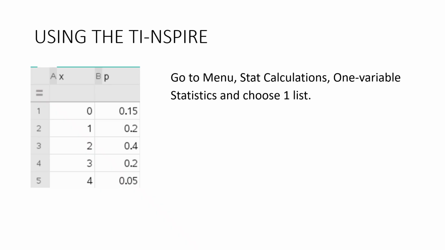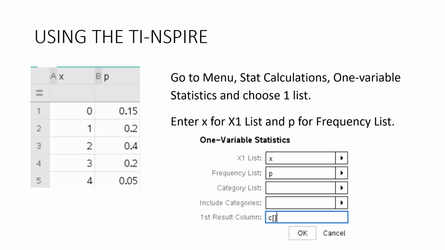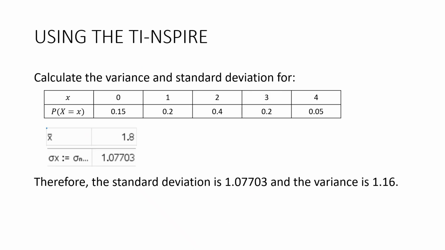Then you go to Menu, Stat, Calculations, and you choose one variable statistics, which probably seems a bit strange, but this actually is one variable. This would normally be the frequency column. And you choose one list and enter x for the x1 list and p for the frequency list, and then press OK. So we get our mean, which is 1.8, and we get our standard deviation, which is 1.07703. It doesn't give the variance. You need to square the standard deviation to work out the variance.